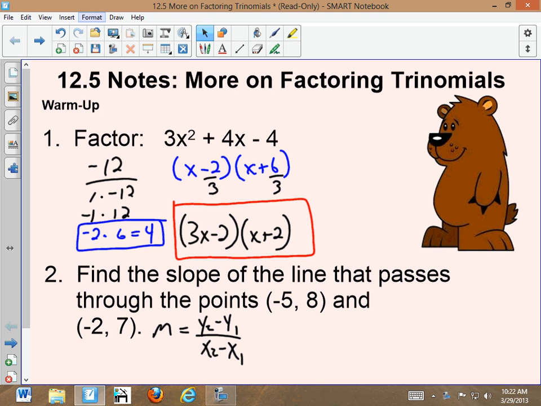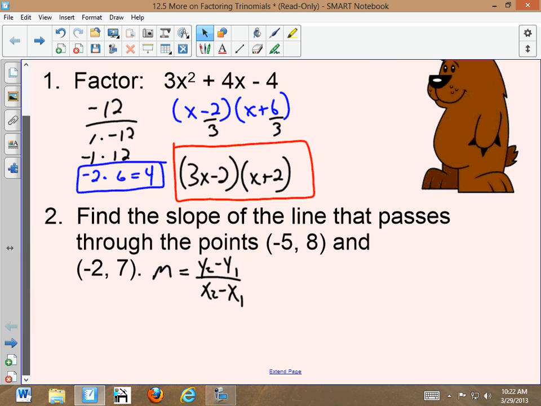Okay, there's the answer for number 1. 3x minus 2 times x plus 2. The steps that I used to do it are right here. If you didn't get that answer, please look at the steps, see if you can find your mistake. I'm not going to go over number 2. However, you are going to need to know how to do this. The formula to find slope is y2 minus y1 over x2 minus x1.